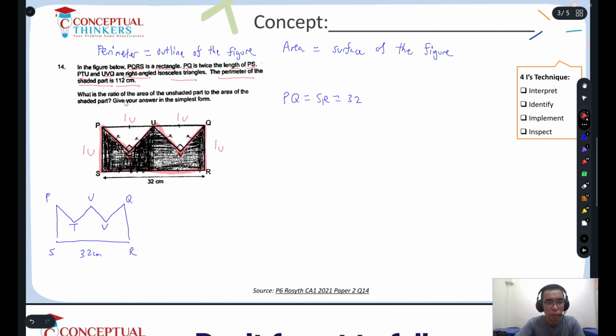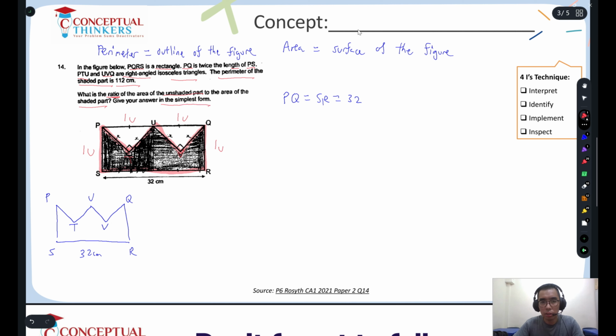Now what is the ratio? They want the answer in ratio, of the area of the unshaded part to the area of the shaded part. The unshaded part will be this white color area, and the shaded part will be the black color area. This we need to calculate later. Very important, they want us to put our answer in the simplest form.